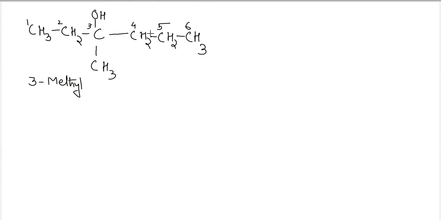Then for 6 carbon atoms, hex. And all the bonds present here are single bonds between the carbon atoms, so it will be ane. And as the third position contains the alcohol group, the name of this compound will become 3 methyl hexane 3 ol. Okay, 3 methyl hexane 3 ol.